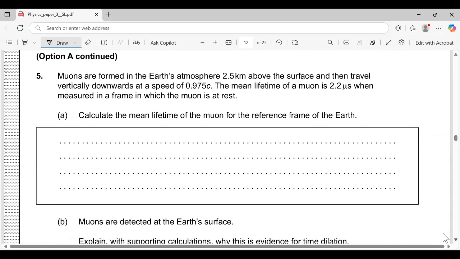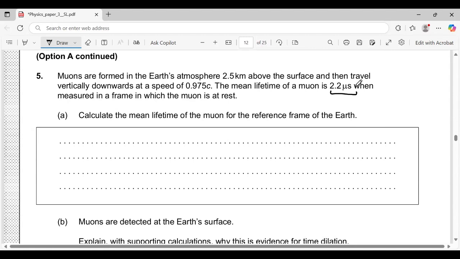Question number 5. Muons are formed in the Earth's atmosphere 2.5 kilometers above the surface and then travel vertically downwards at a speed of 0.975c. C is the speed of light. The mean lifetime of a muon is 2.2 μs when measured in a frame in which the muon is at rest. Calculate the mean lifetime of the muon for the reference frame of the Earth. This is delta T, sorry, this one.